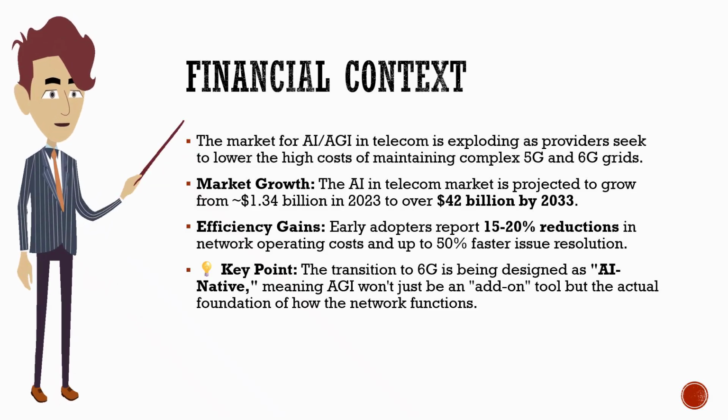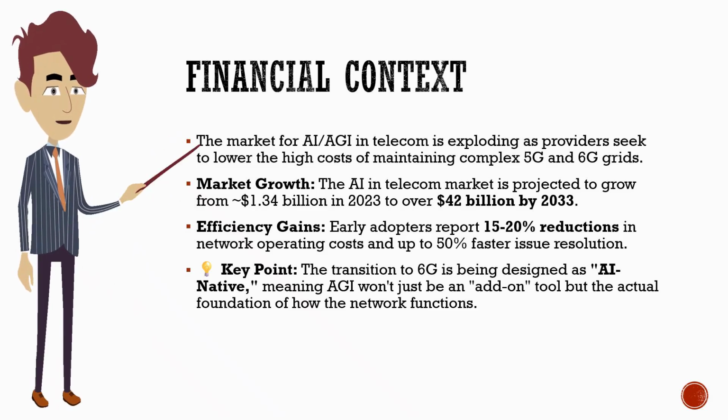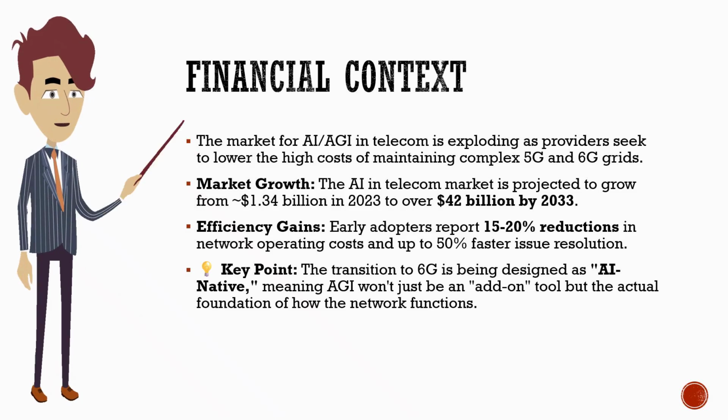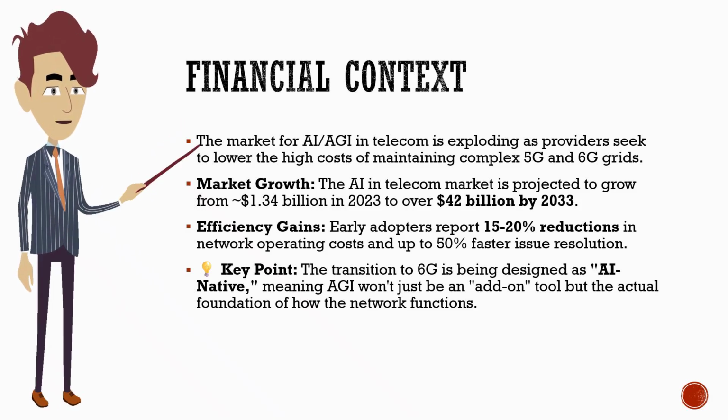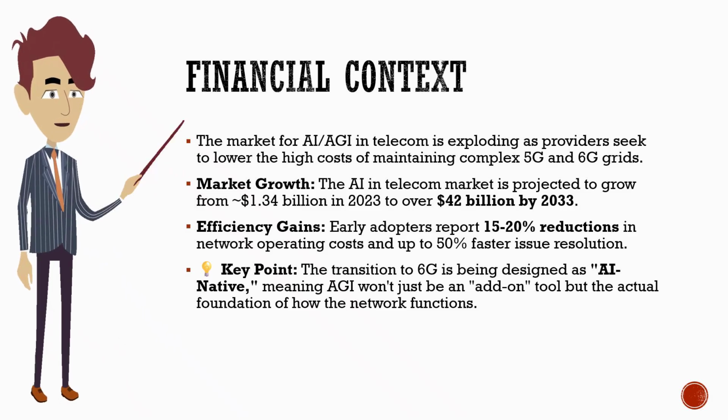So the key point, if you consider the transition, is that 6G is being designed as AI native, right? When 6G comes, it will have inbuilt AI. AGI will not be an add-on tool, but the actual foundation of how the network functions. Networks will also have a brain. They understand the situation, and they can adapt by themselves without waiting for any other technology or human to take action. It can become independent based on predefined rules, and can learn and evolve over time, right? So again, these are the financial context.